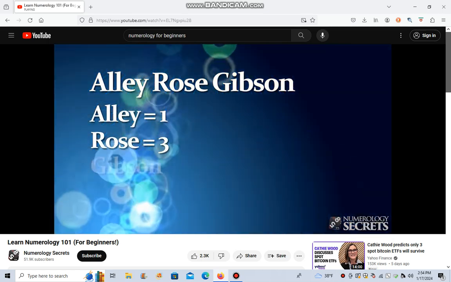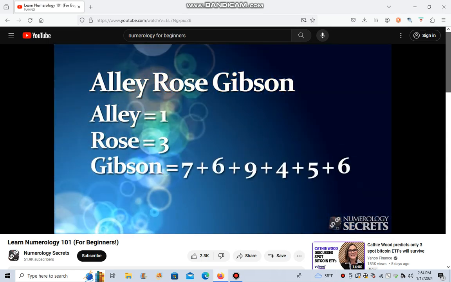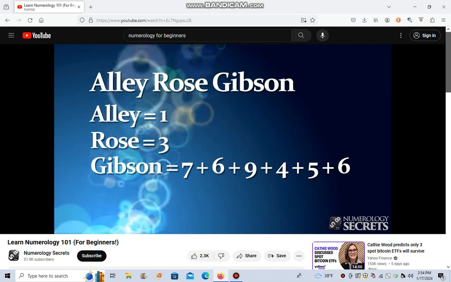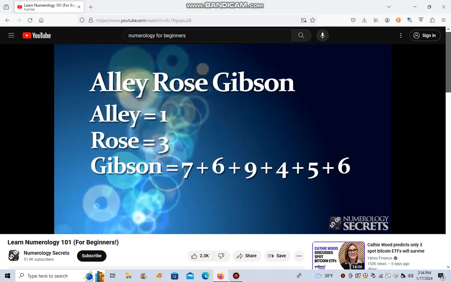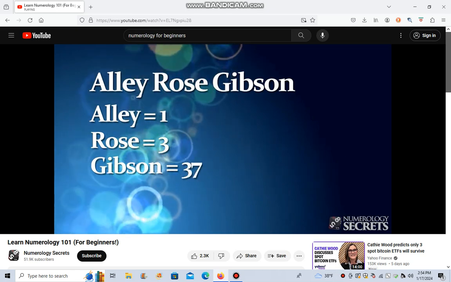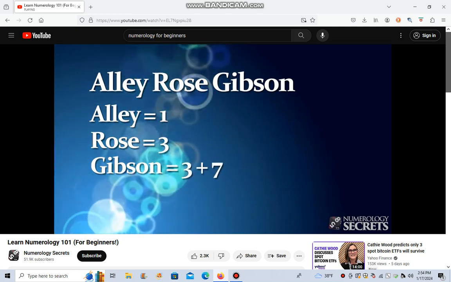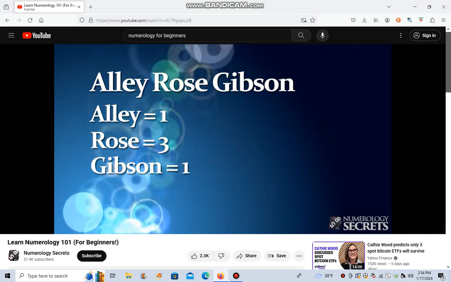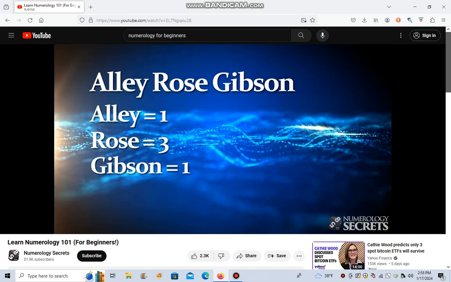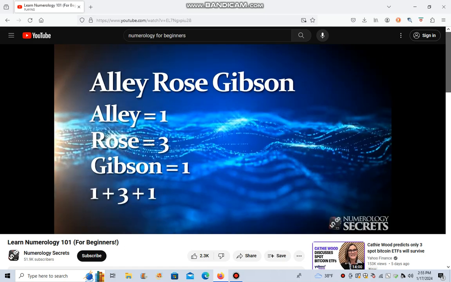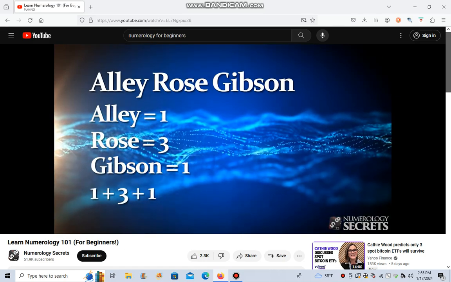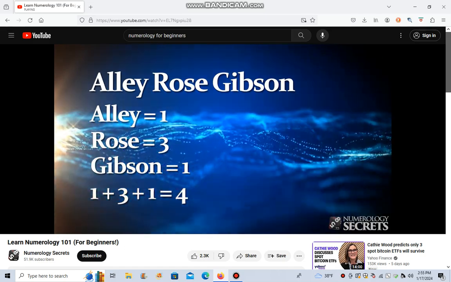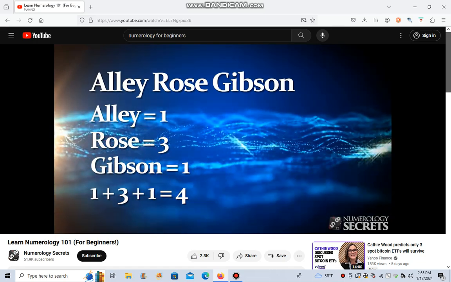And then the last name Gibson, we would get 7 plus 6 plus 9 plus 4 plus 5 plus 6, which when added together gives us 37. Then add the 3 and the 7 together to get a 10, and then finally add the 1 and the 0 to get 1. Then we just add the number from each name together, which gives us 1 plus 3 plus 1, which when added together gives us a 4, meaning that Allie Rose Gibson's name number is 4.